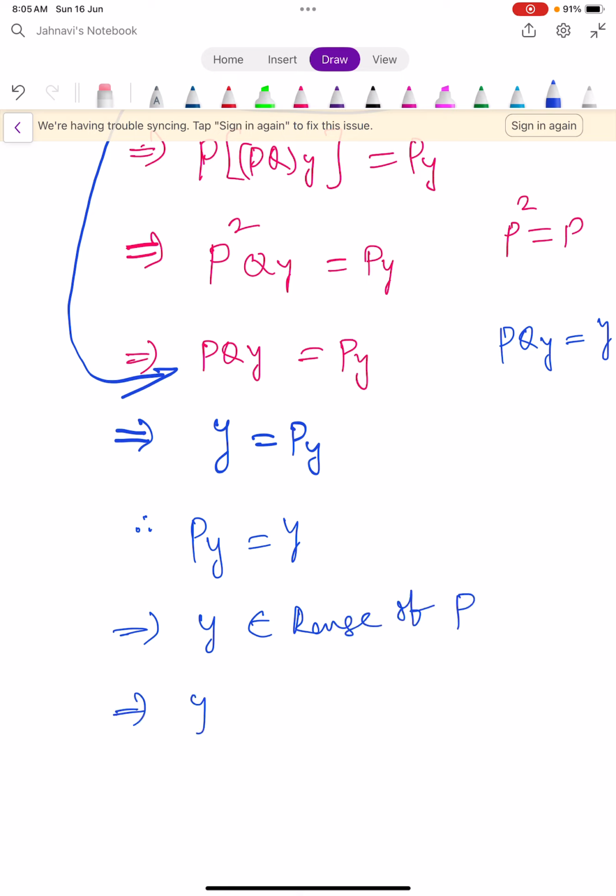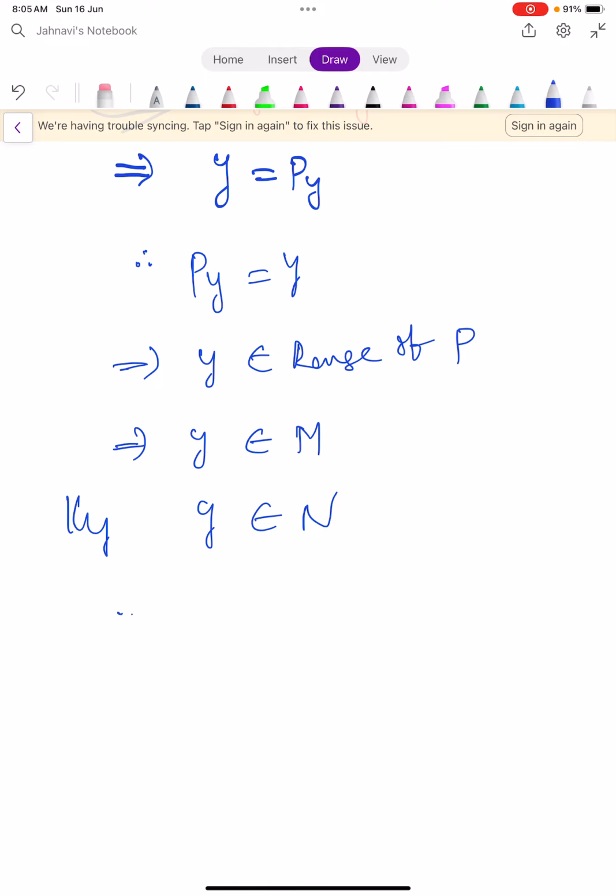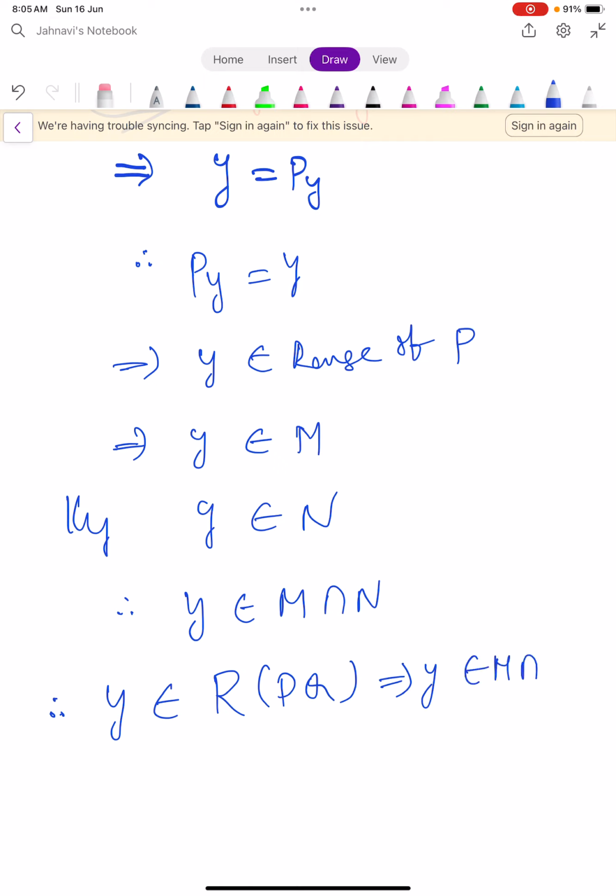What is the range of P? M. So y belongs to M. Similarly, y belongs to N also. So this condition shows that y belongs to M intersection N. Therefore, we take the element y belonging to R of PQ, the range of PQ, and we show that y belongs to M intersection N. Hence we conclude that R of PQ is a subset of M intersection N. Let it be equation number 2.